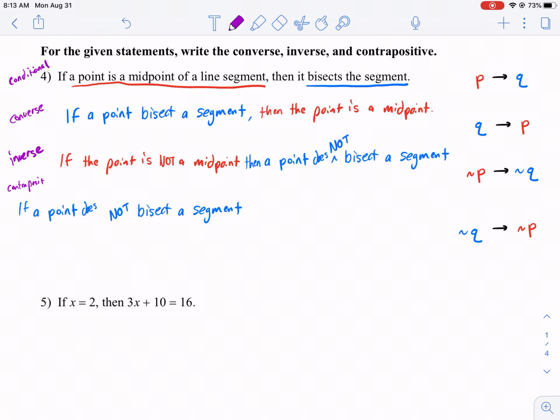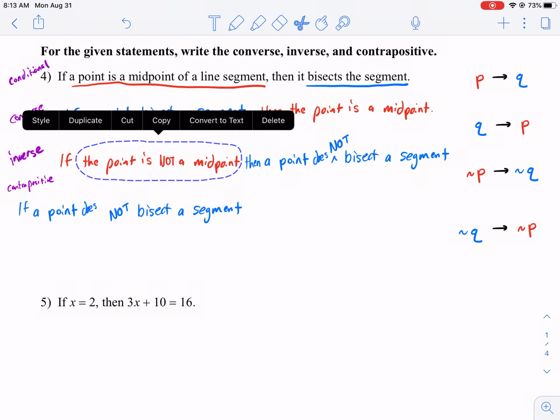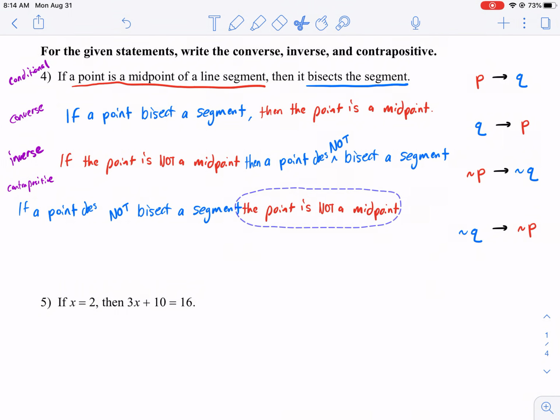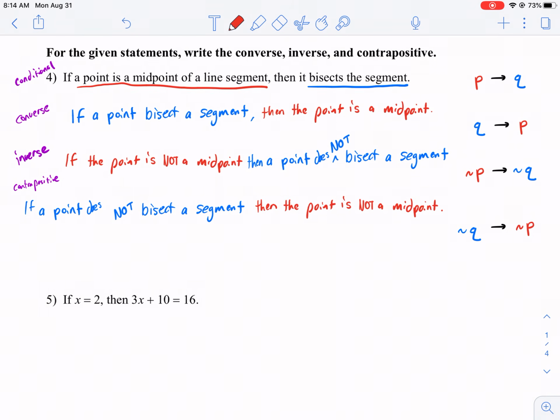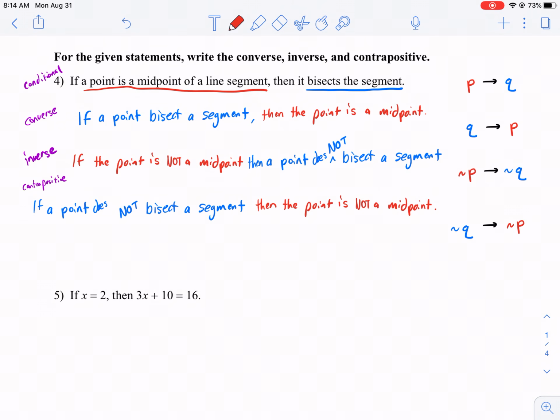Contrapositive. If a point does not bisect a segment, copy paste, then the point is not a midpoint. Copy paste. And now I need to add the word then. All these are if-then statements. And there we go. That's how you do conditional, converse, inverse, and contrapositive. It's just kind of a rearranging. Hopefully you see that it's not too complicated.